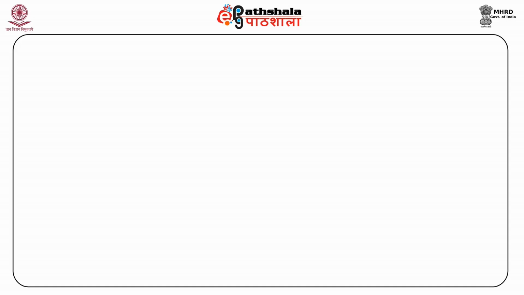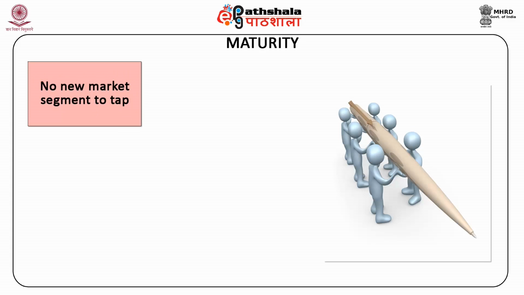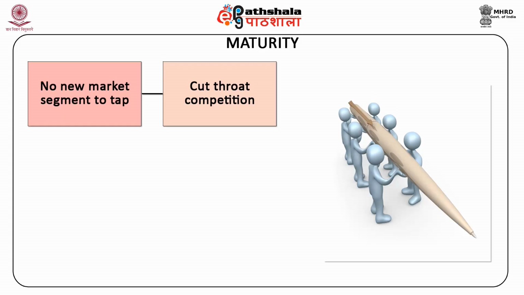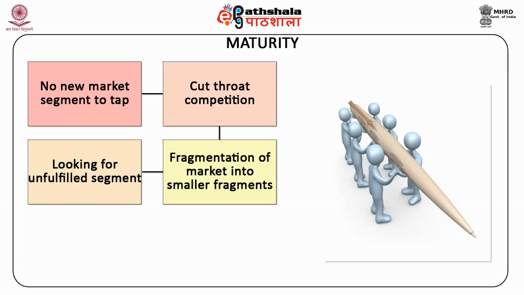Third level we will discuss is maturity. Once the competitors have covered all the market segments and there are no new segments to tap, practically the market enters the maturity level. At this stage, there is cutthroat competition prevailing in the market as everyone tries to take away the competitor's share. Some companies try to fragment the markets into smaller market segments and try to look for a segment whose needs have remained unfulfilled till now.